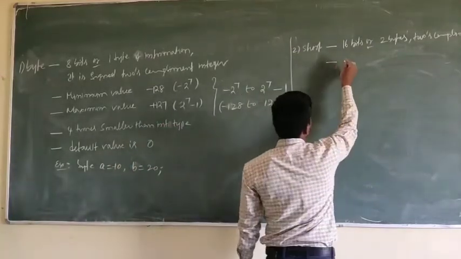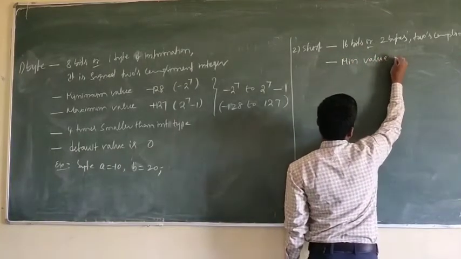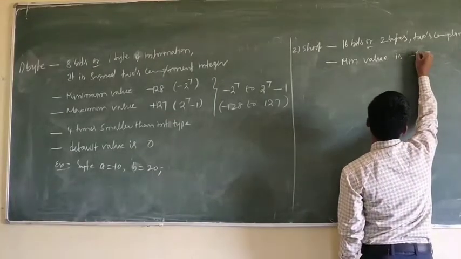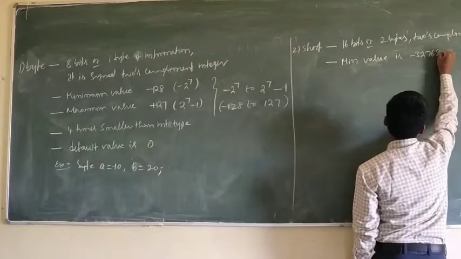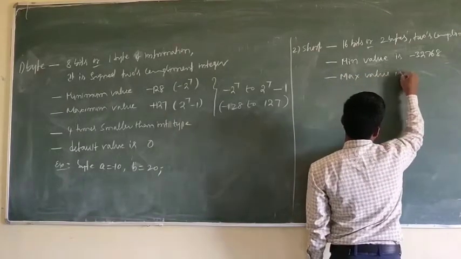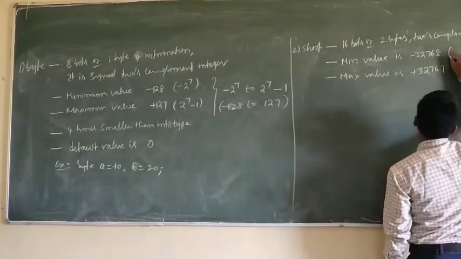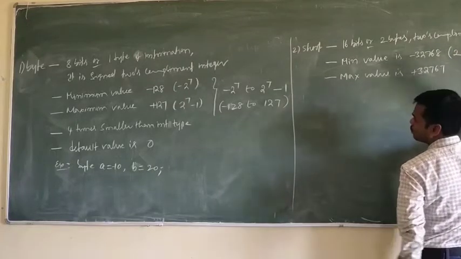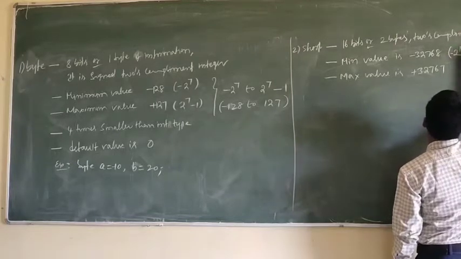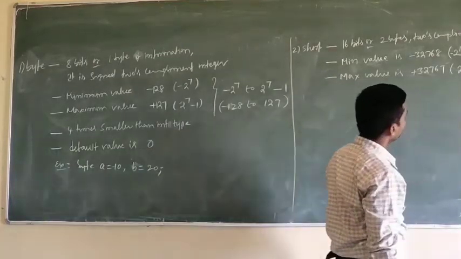And what is the minimum value? The minimum value is minus 32,768, and the maximum value is plus 32,767. This can be represented in exponent notation as minus 2 to the power of 15 to 2 to the power of 15 minus 1.